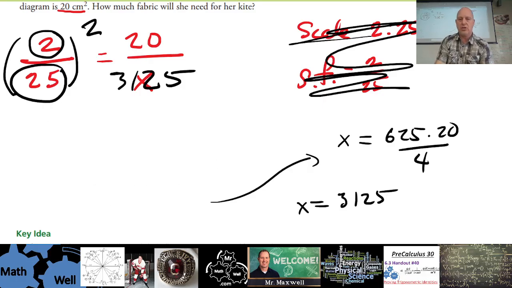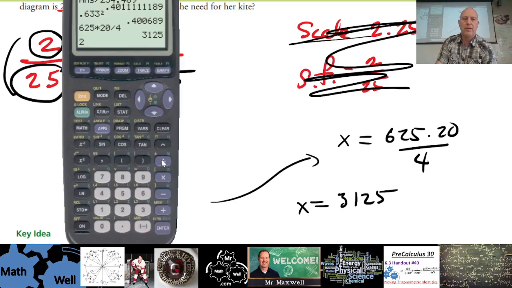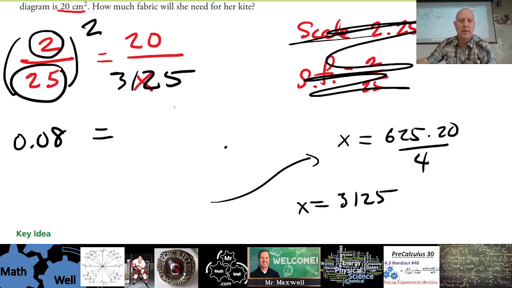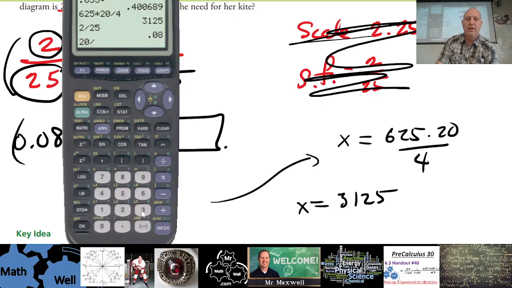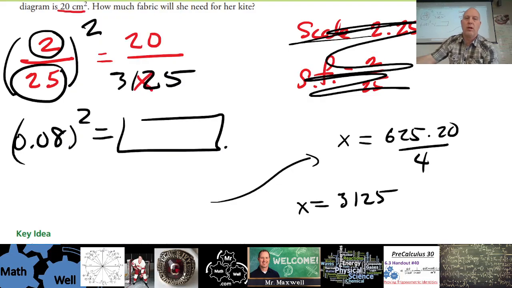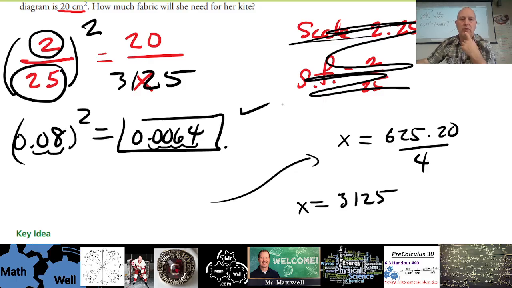2 over 25, let's just check it. So 2 divided by 25, that's going to be 0.08. And then if I square that, I should get 20 over 3125. Let's just see, 20 divided by 3125. Just to check now. 0.0064. Look at that. I have 2 decimal places, and when I multiply it by itself, I should have 4 decimal places. And 8 squared is 64, so this is true. So she will need 3,125 square centimeters of fabric.